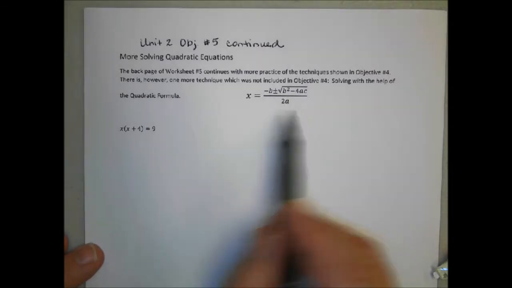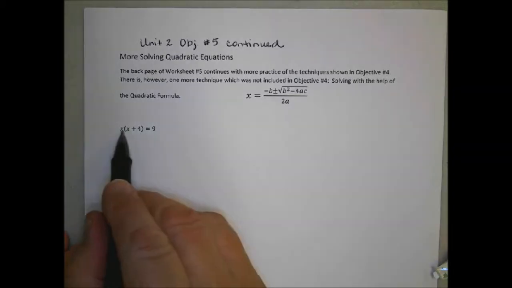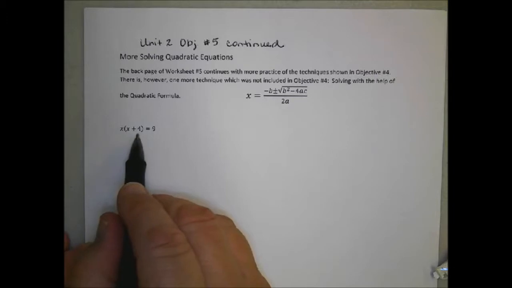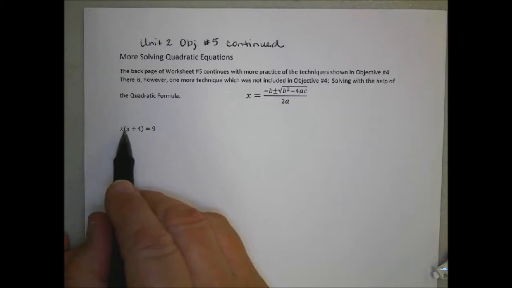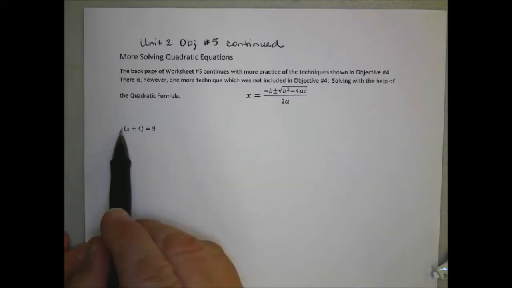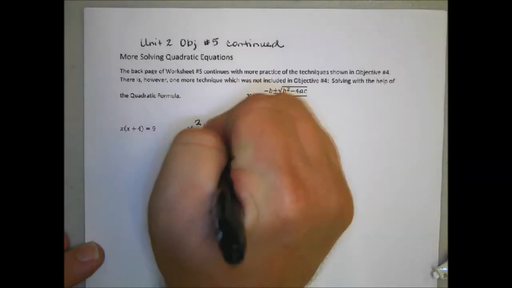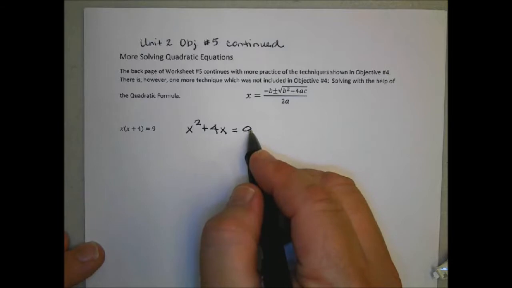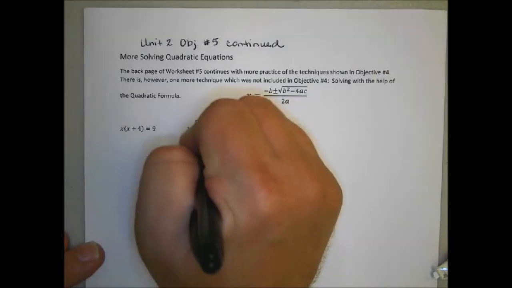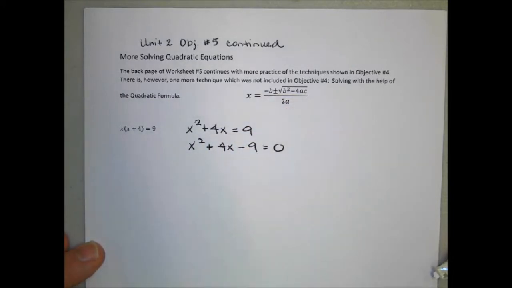So one of the ways you might see it is like this. What if you had a problem like this? First thing we're going to have to do is, we can't solve this by taking the square root because we don't have a square right there, and this x is kind of keeping us from doing that too. So we do need to expand, and we're going to get x squared plus 4x equals 9. Now we want this to be set equal to 0, so I'm going to subtract 9 from both sides. x squared plus 4x minus 9 equals 0.